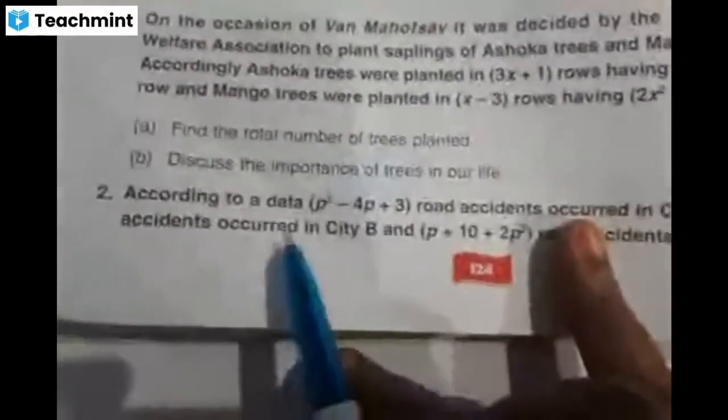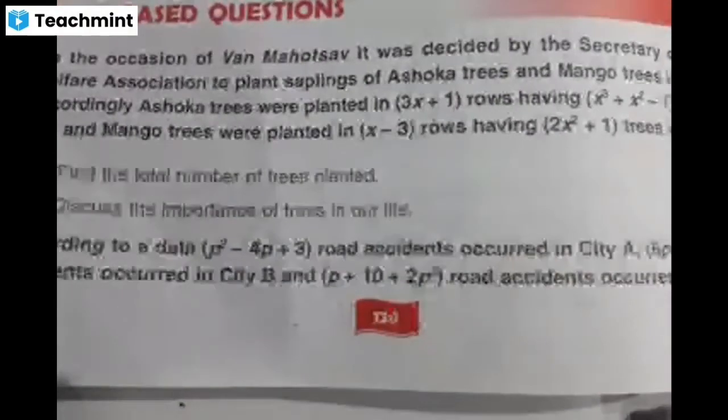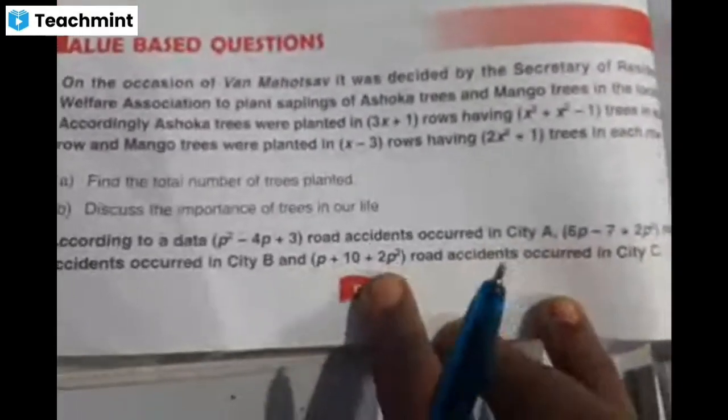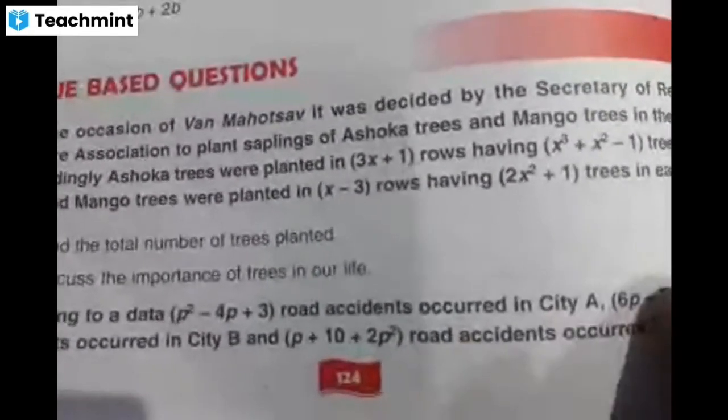Children, one more question is there. According to the data, p x square minus 4p plus 3 road accidents occurred in city A, and these many road accidents occurred in city B, and these many accidents occurred in city C. Here the algebraic expressions are given, children. 3 terms are given instead of numbers.